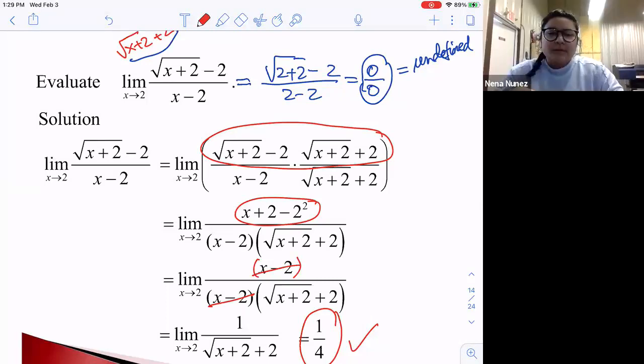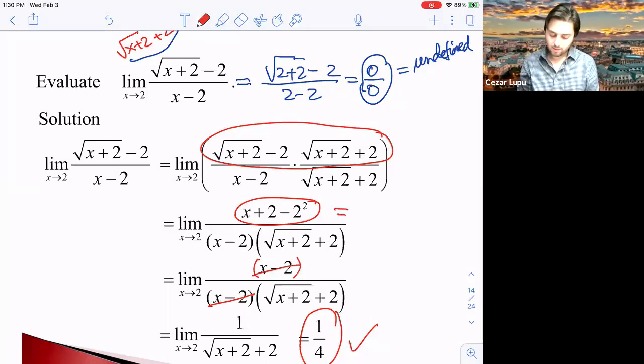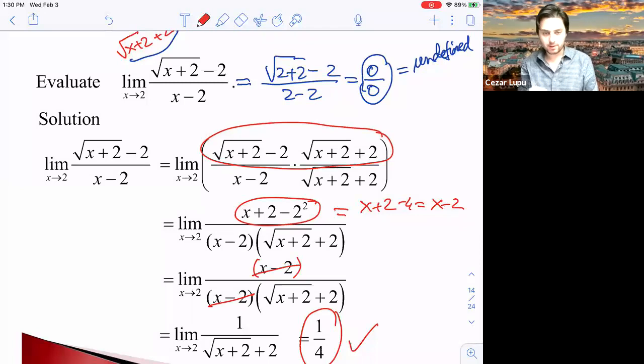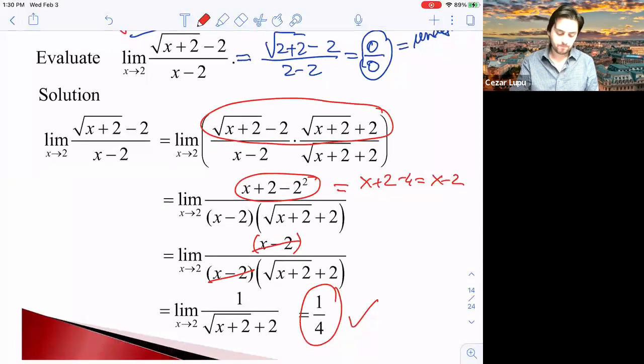Could you please explain how you're getting from square root of x plus 2 minus 2 squared to just x minus 2? Here, you see, this guy here is x plus 2 minus 4, which is x minus 2. That's what you asked? Yeah, thank you. Right? And then you get x minus 2 over x minus 2, and then they will just cancel. All right.